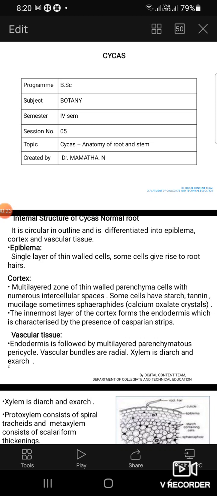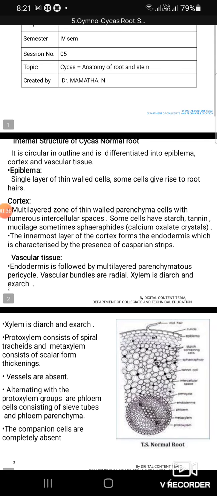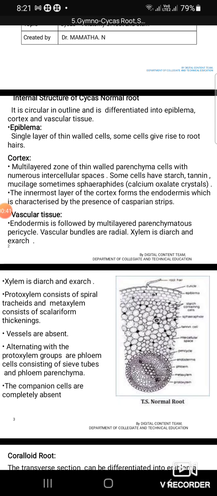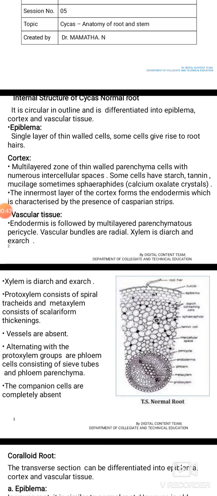The first layer, that is epidermis, is a single layer made up of thin-walled cells, and some of the cells give rise to root hairs. Cortex is a multi-layered zone of thin-walled parenchyma cells with numerous intercellular spaces. Some cells have starch, tannin and mucilage, sometimes sphaeraphides, that is calcium oxalate crystals. And the innermost layer of cortex forms the endodermis, which is characterized by the presence of Casparian strips.